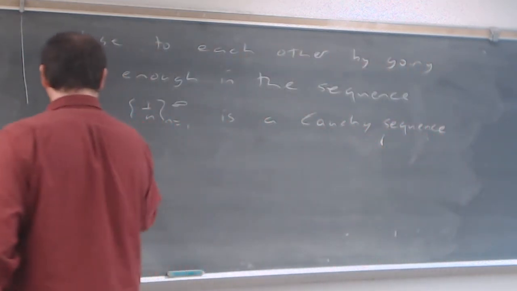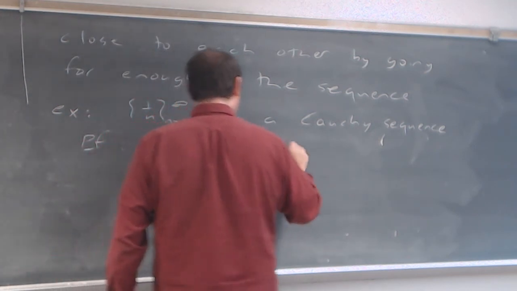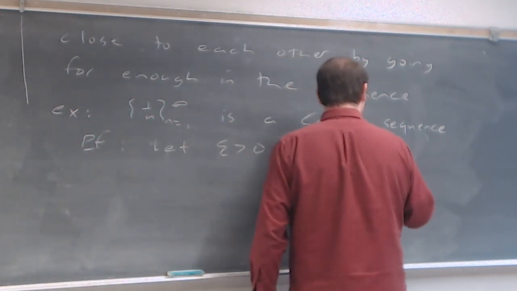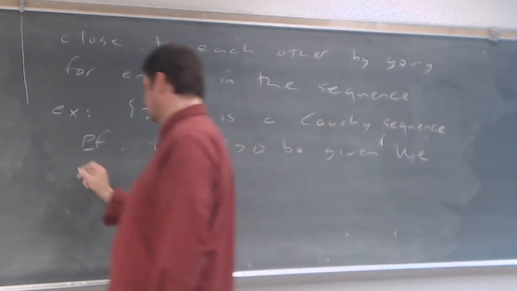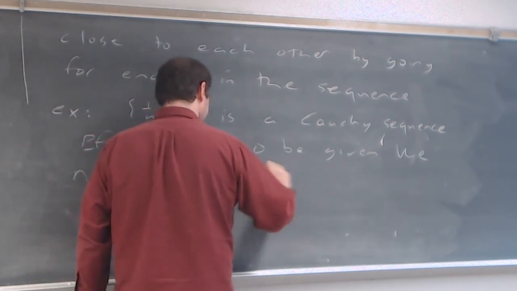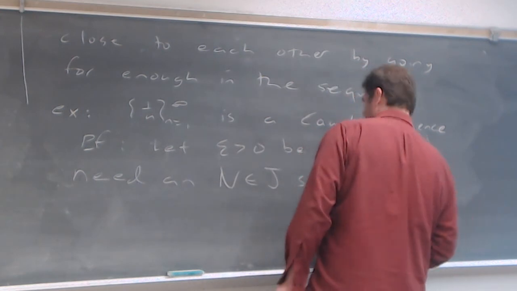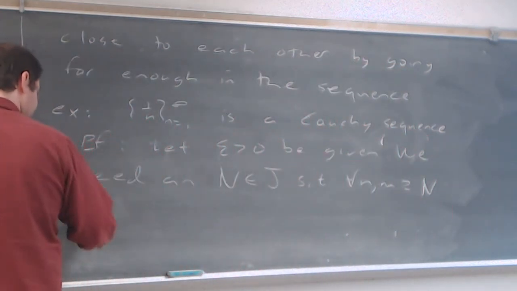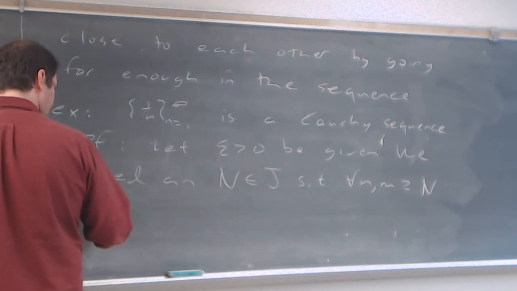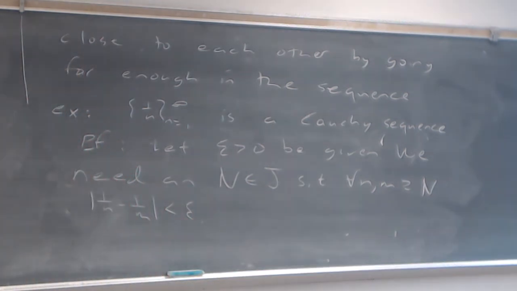And the proof of that is the following. Let epsilon be greater than 0 be given. What I'm looking for is an N that's a natural number, such that for all n and m bigger than or equal to this big N, the distance, the difference inside absolute values, of 1 over n minus 1 over m will be less than epsilon. So this is the distance between the x of n and x of m terms.